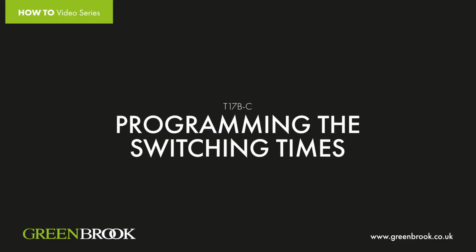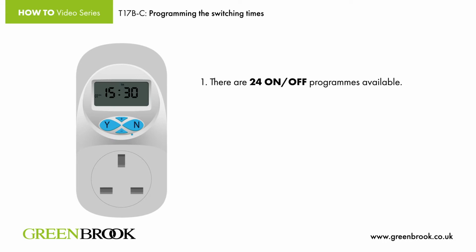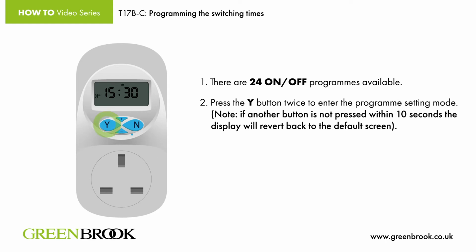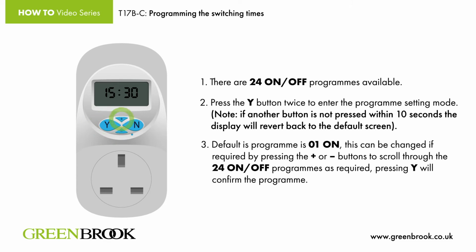Programming the switching times. 1. There are 24 on-off programs available. 2. Press the Y button twice to enter the program setting mode. Note, if another button is not pressed within 10 seconds, the display will revert back to the default screen. 3. Default program is 01 on. This can be changed if required by pressing the plus or minus buttons to scroll through the 24 on-off programs as required. Pressing Y will confirm the program.